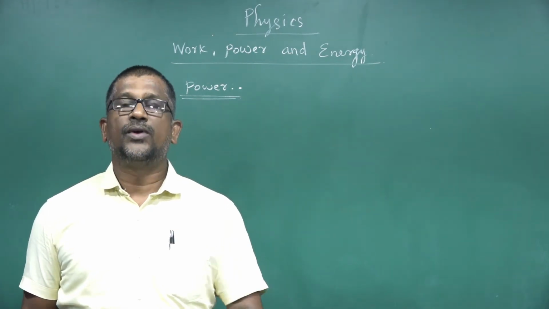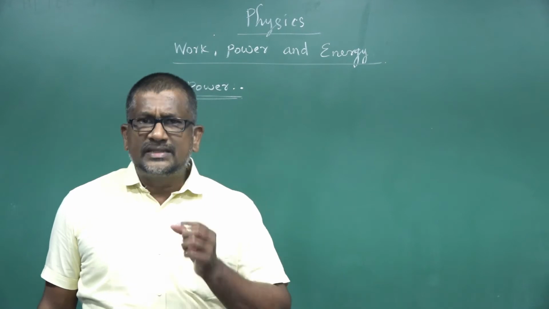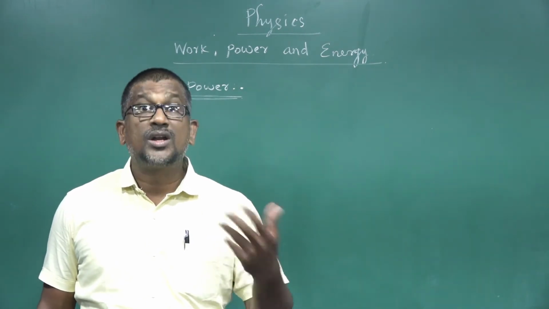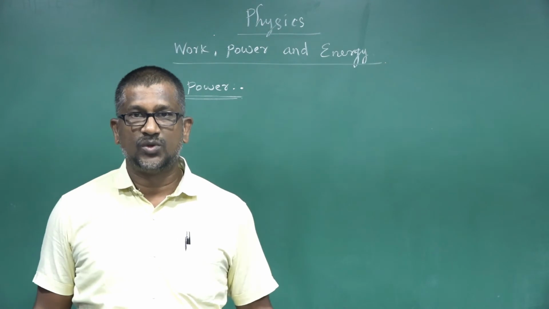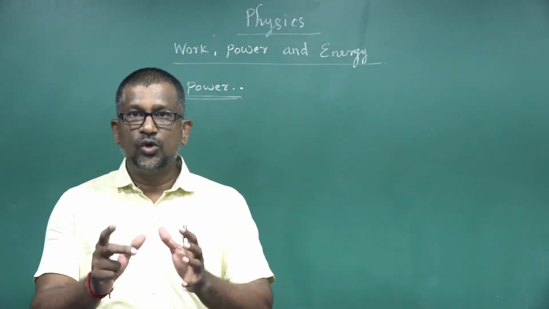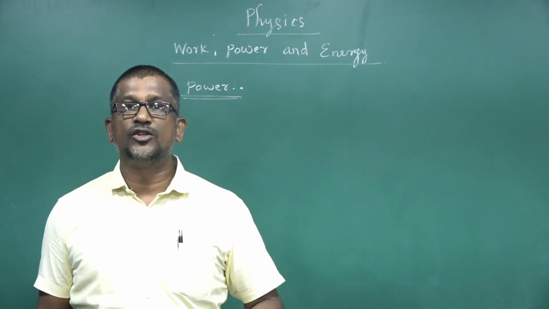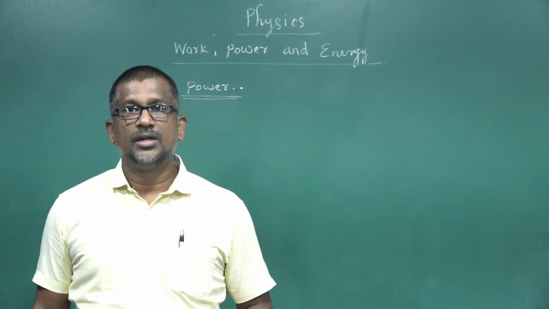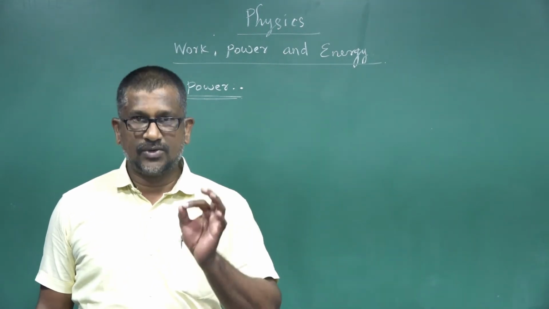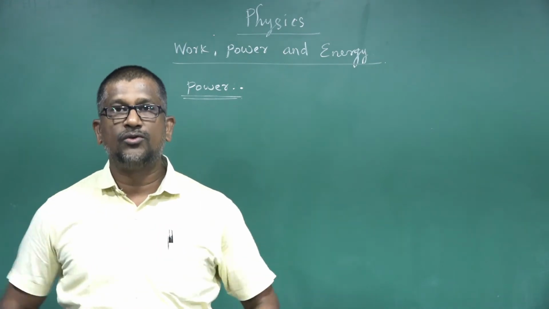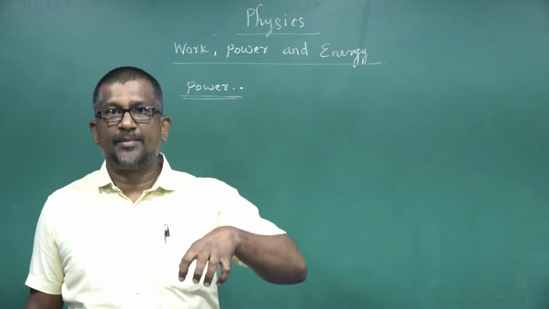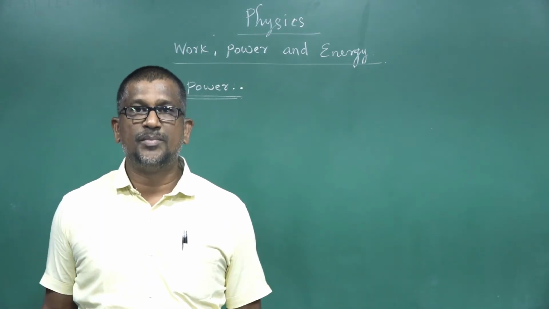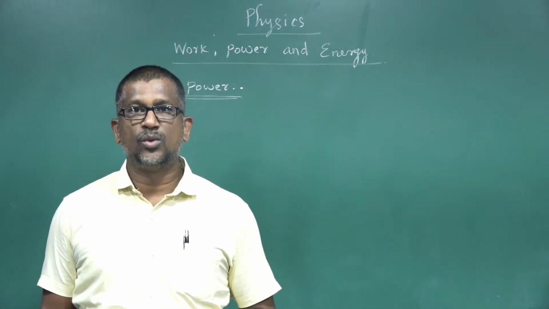For example, if a person takes a very small time to do a particular amount of work, then his power is said to be greater. If you take more time for doing that work, then his power is said to be lesser. So the definition of power is the rate of doing work. Rate of doing work is called power.